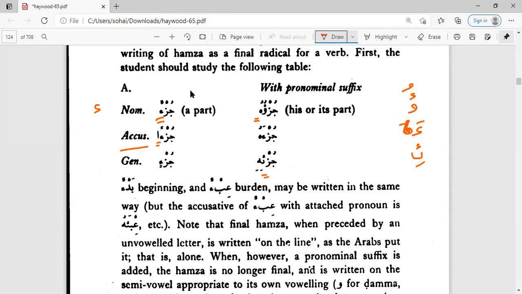So the easier way to remember is that here what we're doing is writing the Hamza on the convenient seat for the vowel. Dhamma is normally convenient for waw, so that's why we write it like this. Fatha is convenient for alif, that's why we're writing like this. And Kasra is convenient for ya normally.